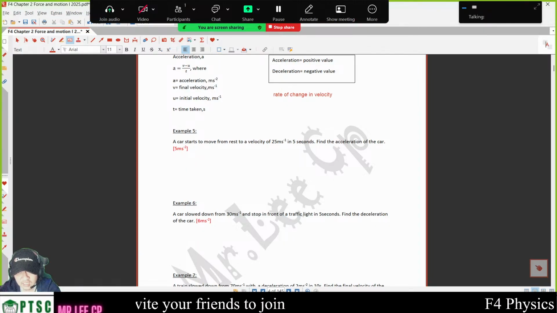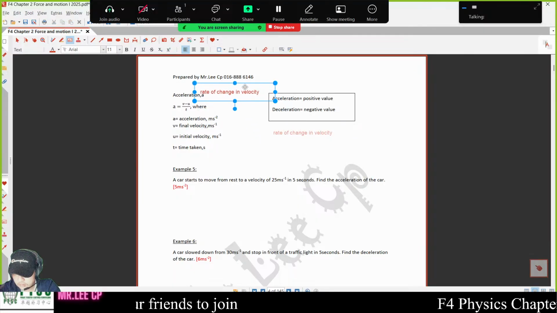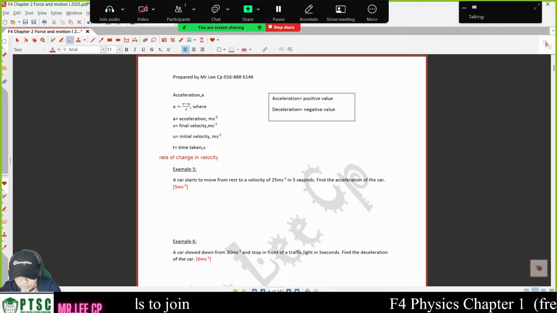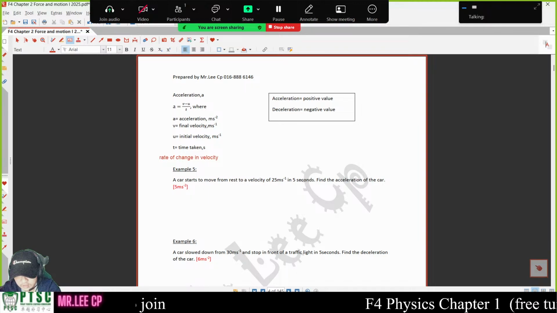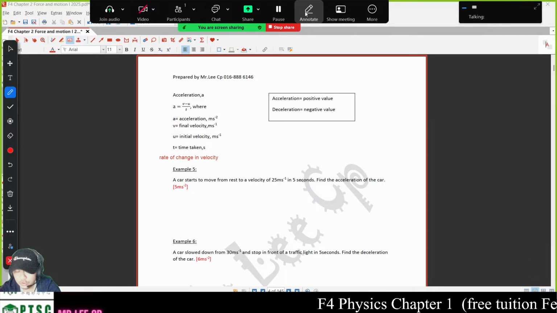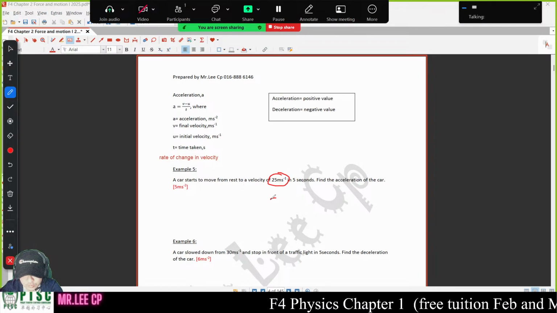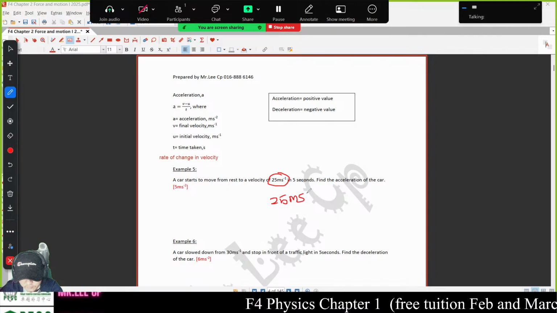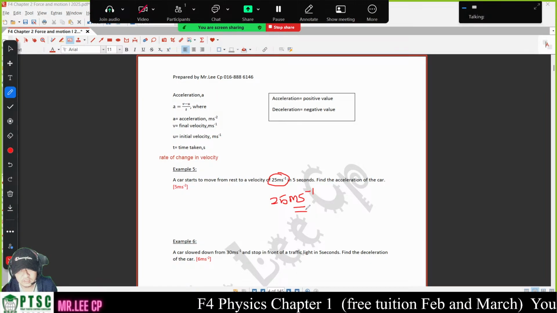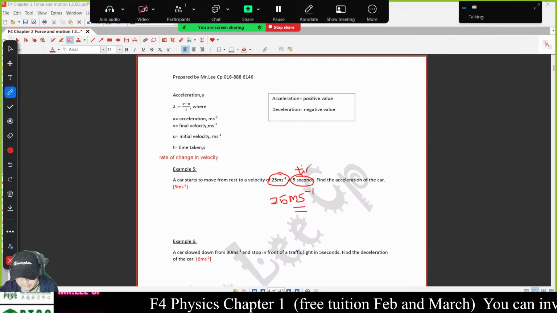A car starts to move from rest, and I put it here. A car starts to move from rest to a velocity of 25 in 5 seconds. Find the acceleration of the car. So now you have to see the unit. This is 25 ms minus 1. When you see ms minus 1, you know it is velocity. This is 5 seconds, so it is time.